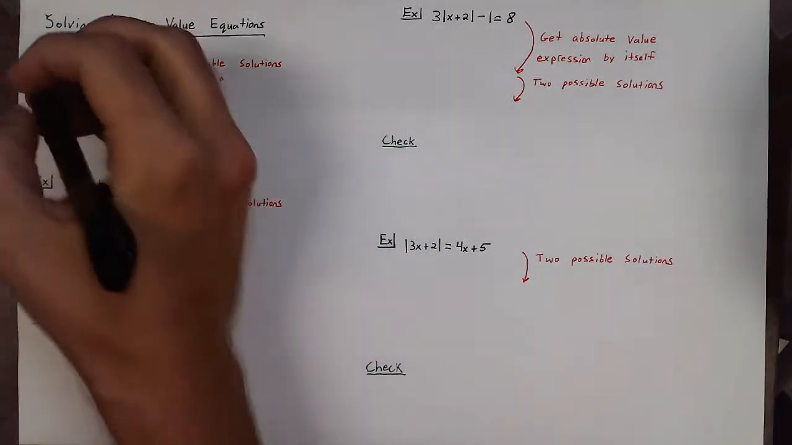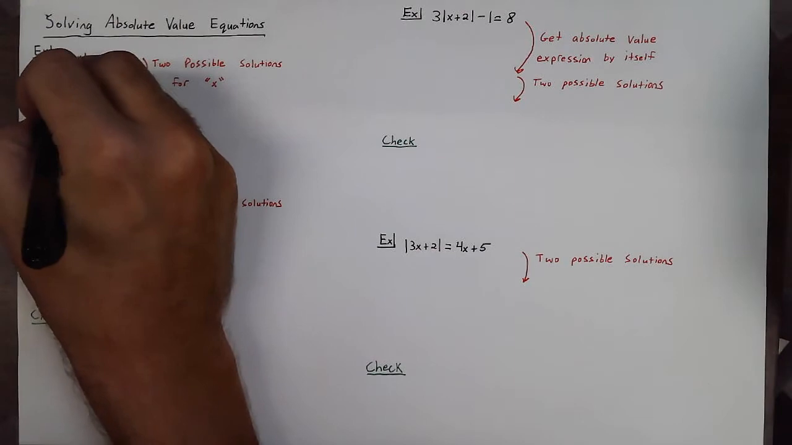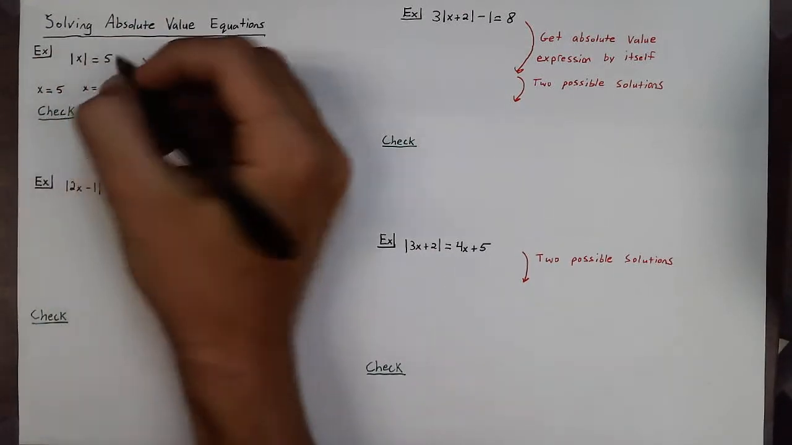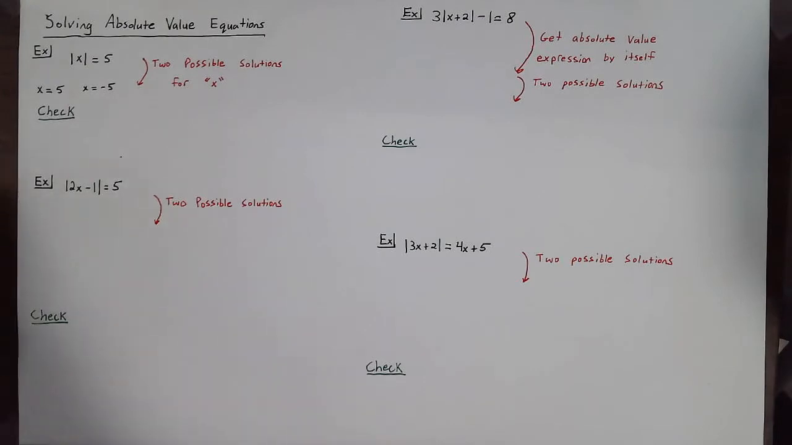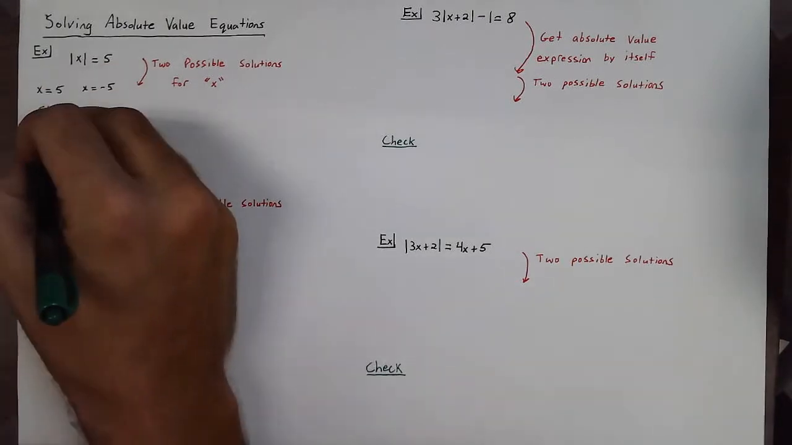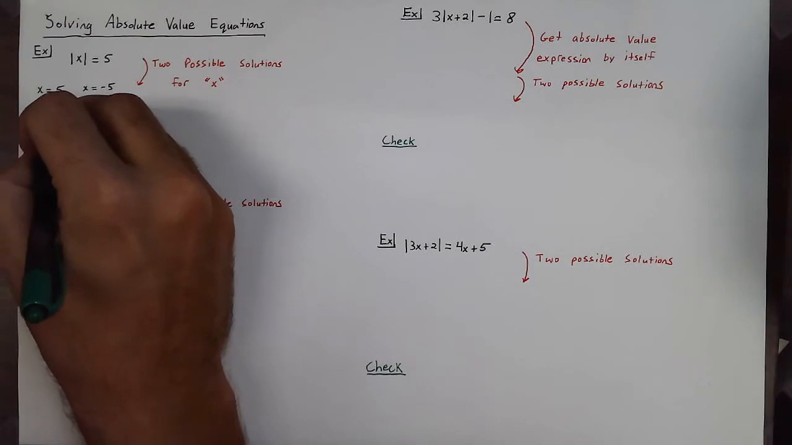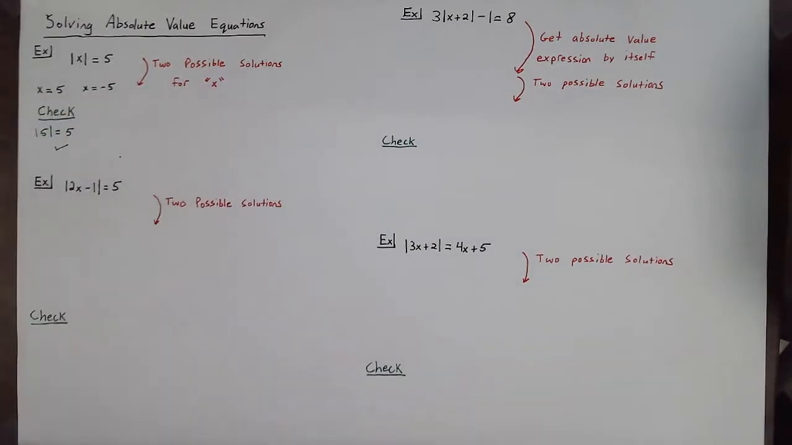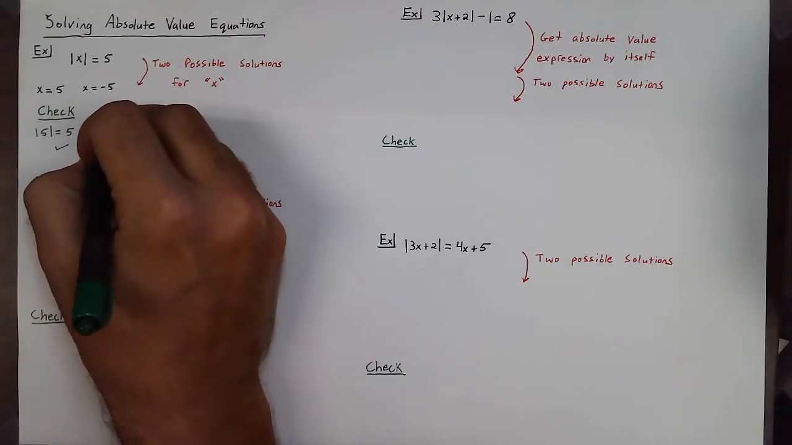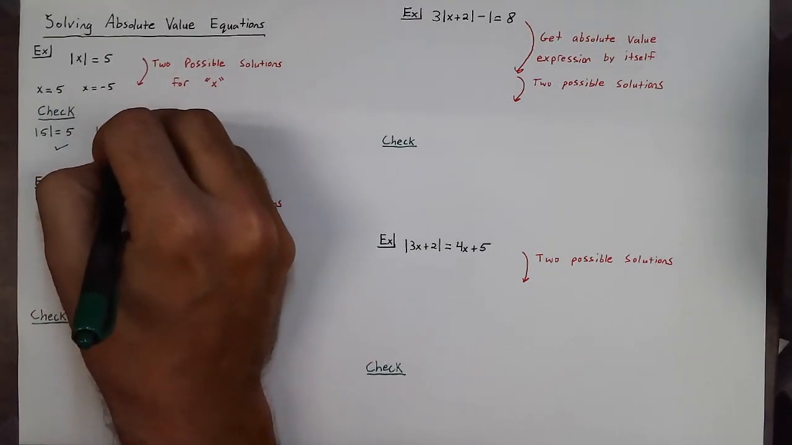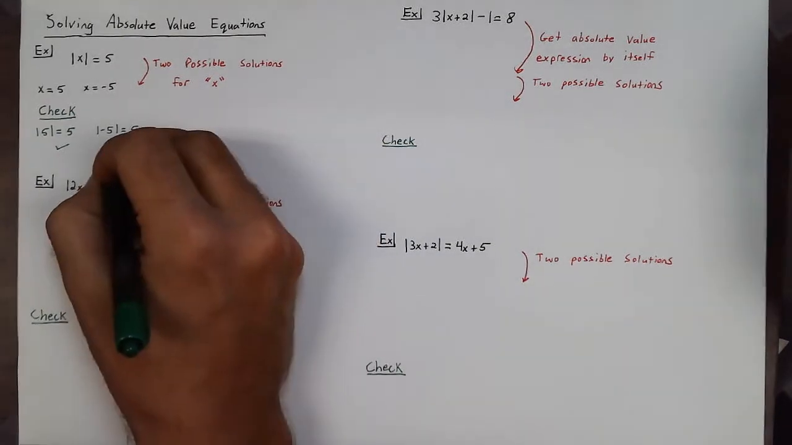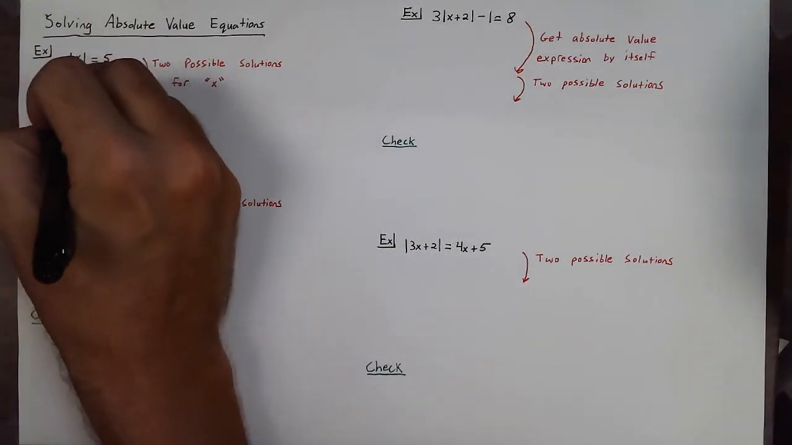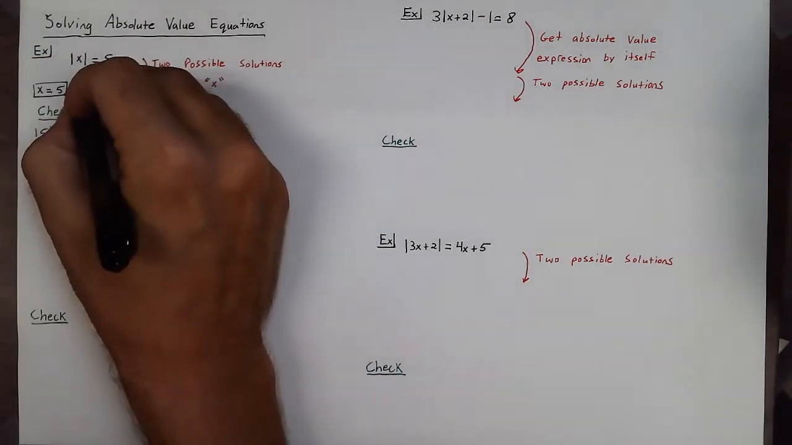It can either be 5 or negative 5. And just to check that this assumption is correct, we can plug in 5 into the absolute value and see that that is equal to 5. That is correct. And we can also plug in the negative 5 into the absolute value and see that we also get a positive 5, which is also correct, meaning the two solutions are x equals 5 and x equals negative 5.